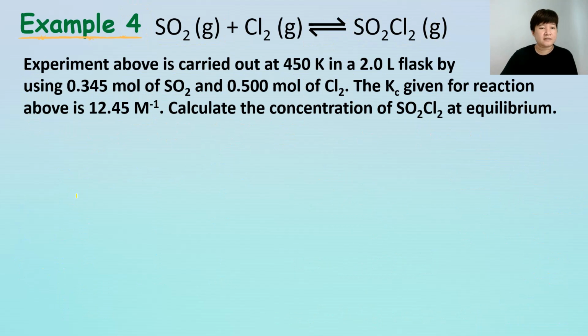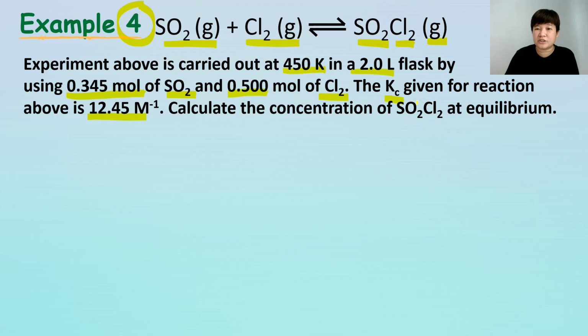Okay? Next example that we have, and the last example for this video, example 4: SO2 gas, Cl2 gas, and SO2Cl2 gas. So again, everything is gas over here. I'll give you a very simple example, because whether gas is involved in your Kc or Kp, it doesn't matter. The experiment above is carried out at 450 Kelvin in a 2-liter flask by using 0.345 mole of SO2 and 0.5 mole of Cl2. The Kc given for the reaction above is 12.45.